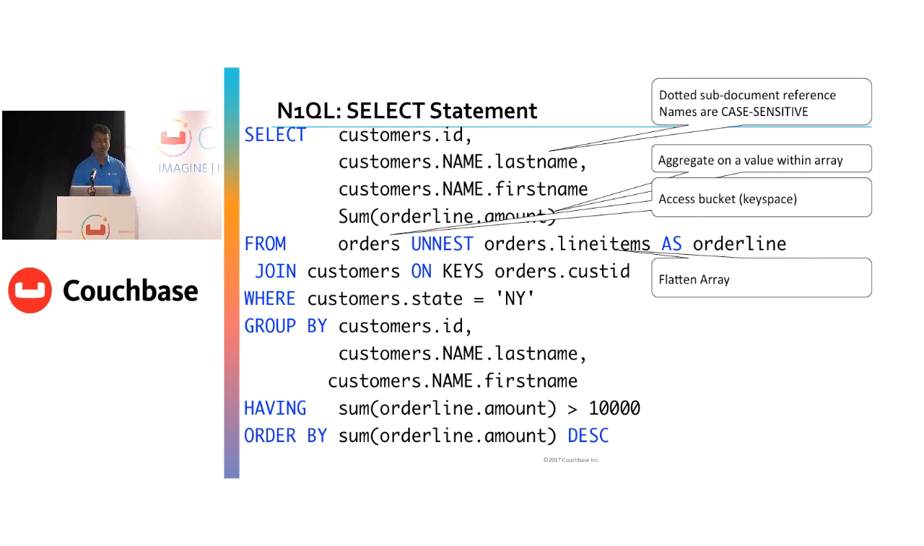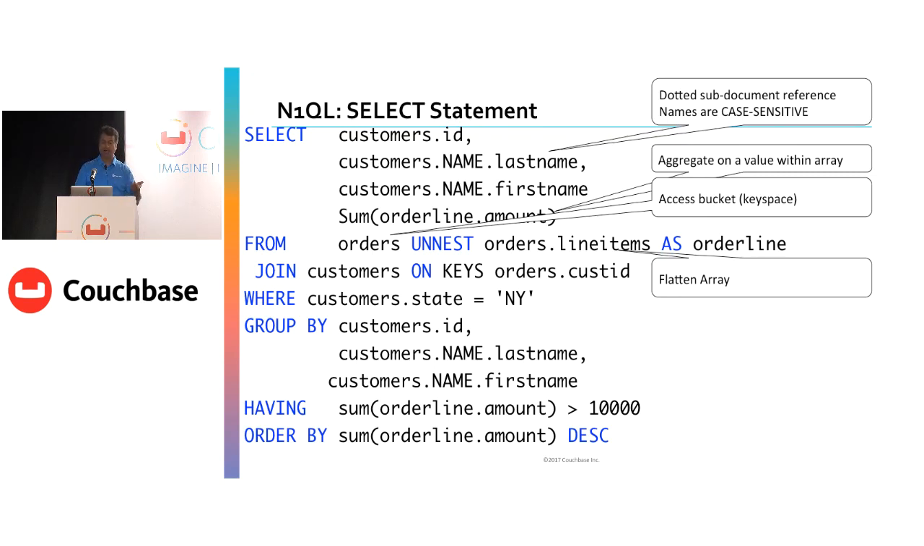Unnest helps you to do that. In this case, orders have a list of line items, an array of line items. I have flattened the line items and given them the name order line. That order line is valid in the context of this query. And then once you unnest, I'm interested in the customer information. I'm joining the orders with customers.